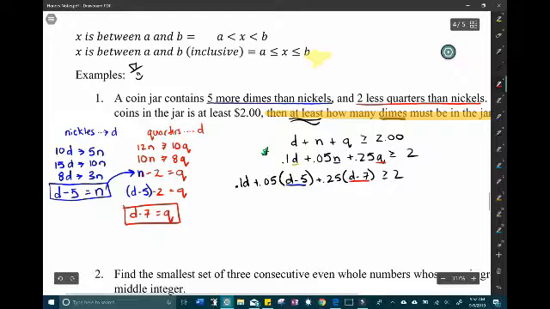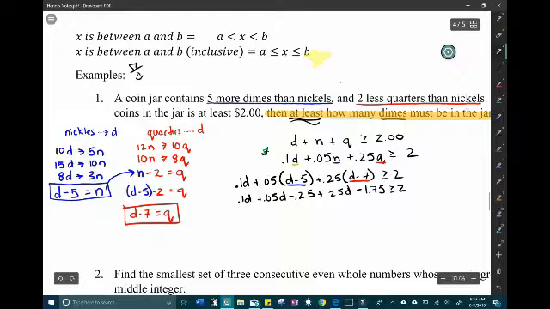So the colors, hopefully you see, I'm trying to use those to represent substitution. From here, just distribute and solve. It's not all that bad. 0.1d plus 0.05d, so let's just distribute. 0.05 times 5 is 0.25. Plus 0.25d minus 0.25 times 7, 1.75, greater than or equal to 2.